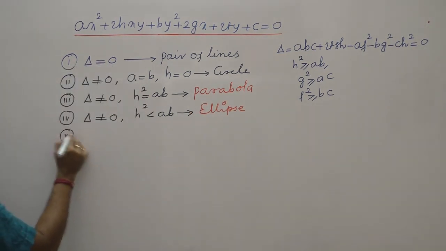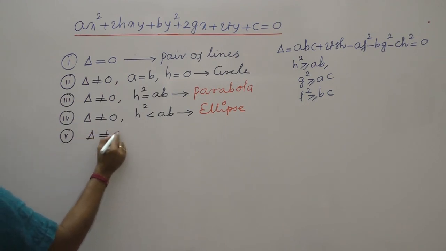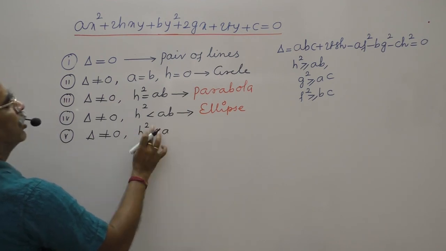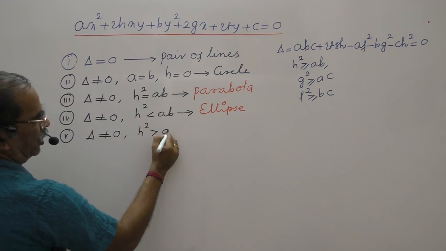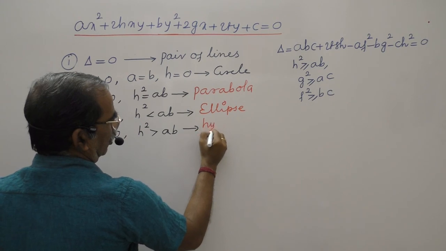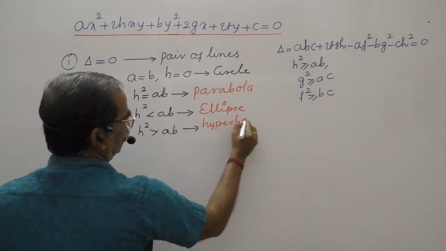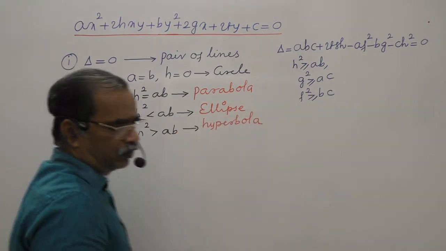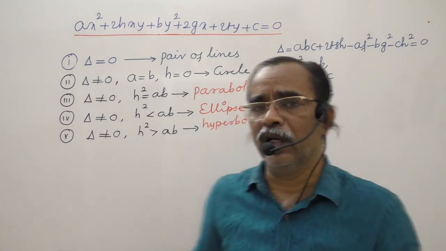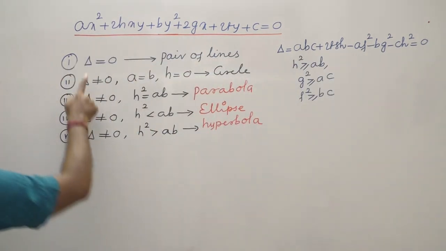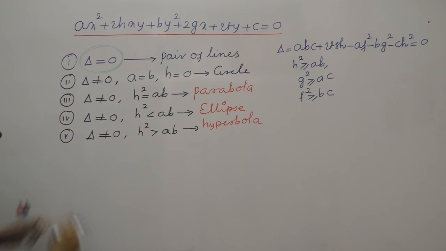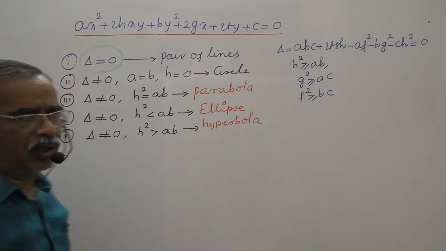Next, number 5. Again, if delta not equal to 0 and h square is greater than AB, then it will represent another conic known as a hyperbola. So this is the way of differentiating conics when the equation is given. You please observe. So in the first condition delta is equal to 0. For the remaining, delta is not 0.